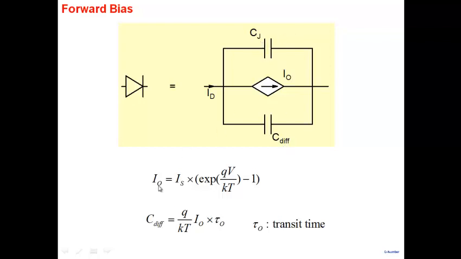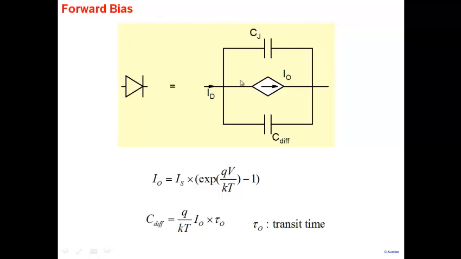You can write the current as I naught equal to Is exponent QV by KT minus 1, and C diffusion is Q by KT times I naught times tau 0. In models, when you go into Microcap and SPICE, they don't call it lifetime, but they have a specific name. They call it transit time. So in the model, this time that you see here, we tend to call it transit time. And so this is the model that we have.